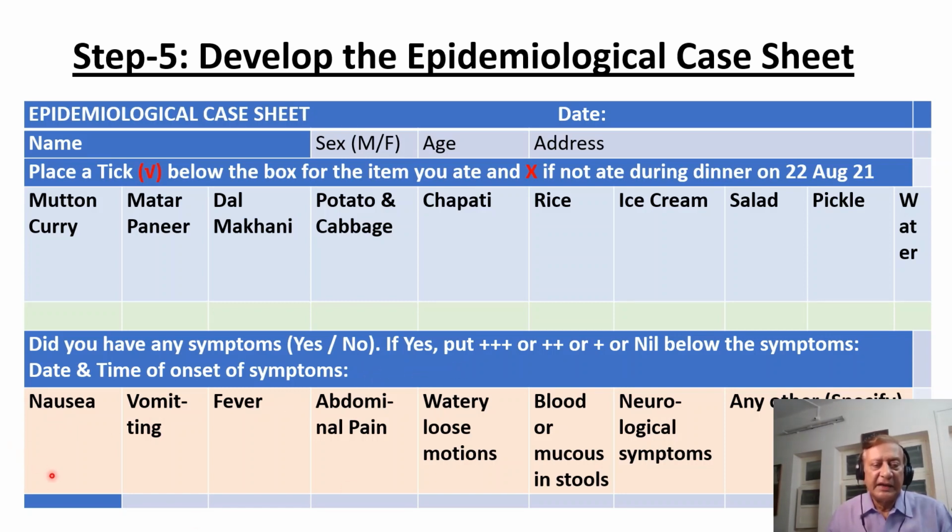And then here he says nausea, no, I didn't have, write no. Vomiting, no, write no. Fever, I didn't have, say no. Abdominal pain, yes, say yes, and very severe, 3 plus. Watery loose motions, yes, I had, and I had about 10 watery loose motions. So you put a 3 plus, and accordingly we put no or yes and 3 plus, 2 plus, 1 plus, or a nil below the symptoms, and that is how the epidemiological case sheet is filled up.